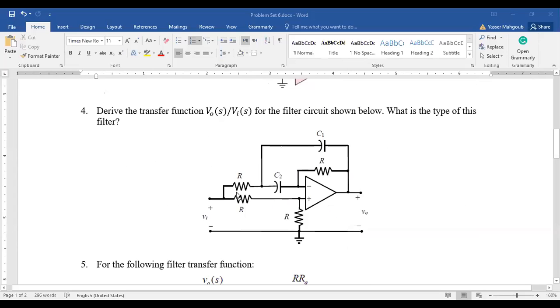Okay, let's go to the next one. We have this circuit. It's not clear whether it's a Sallen-Key or a different circuit or multiple feedback. It looks more like a multiple feedback circuit, but it doesn't matter. We don't ask about the type of circuit here. The only thing we're asking here is to find H of S, which is V out of S divided by V in of S. So how to find the transfer function of this circuit? Do you remember the method that we used in the lecture to find the transfer function?